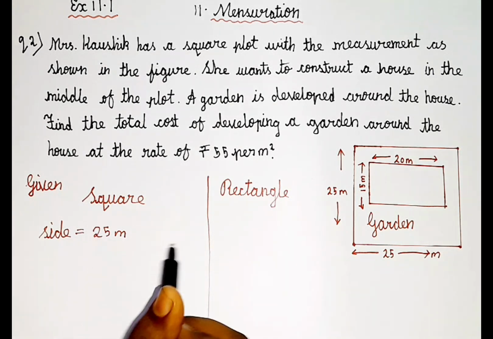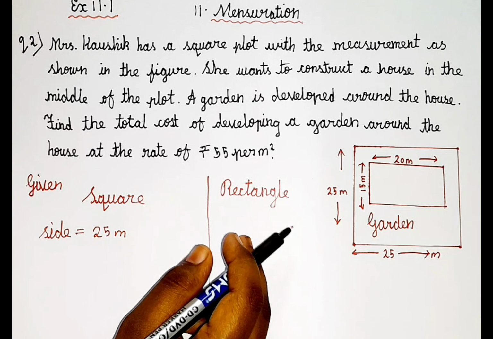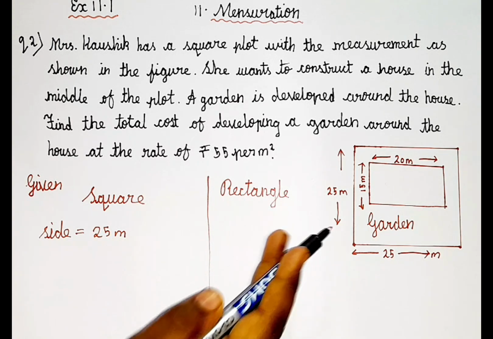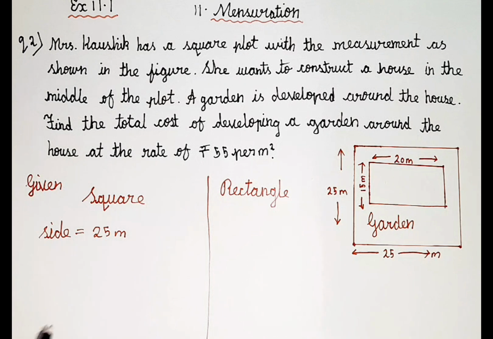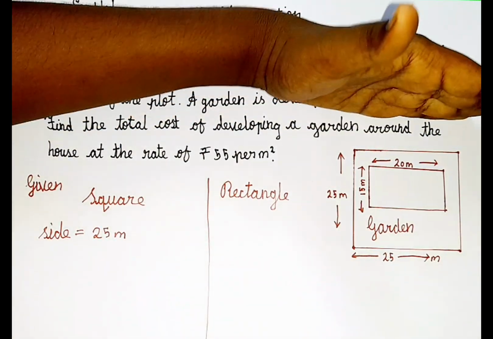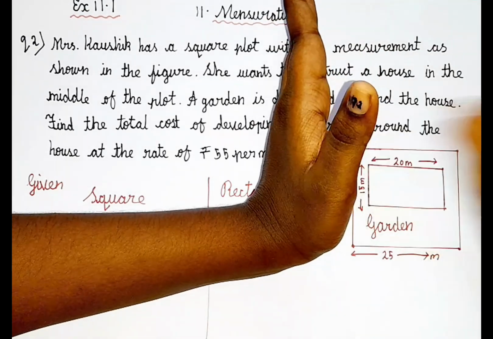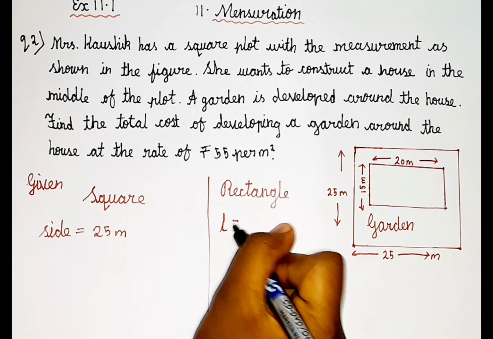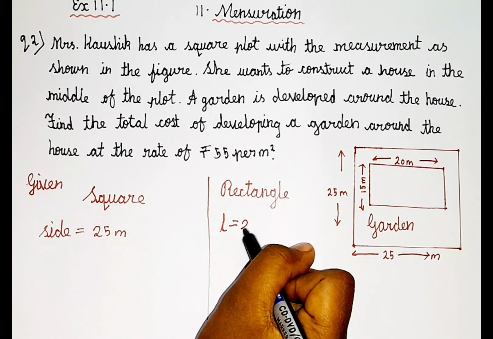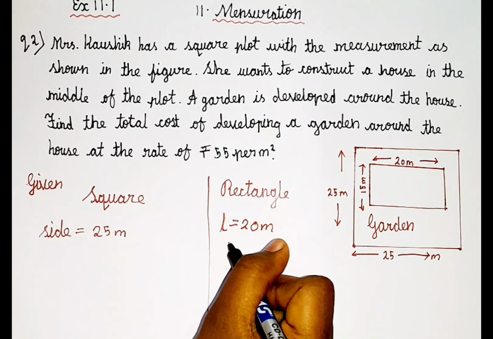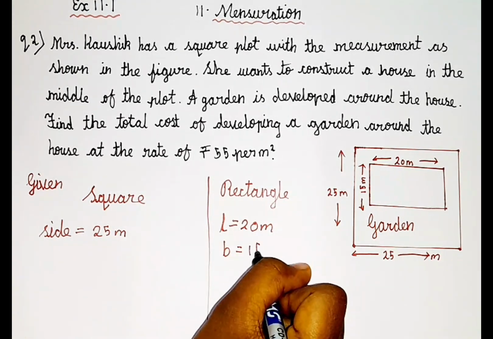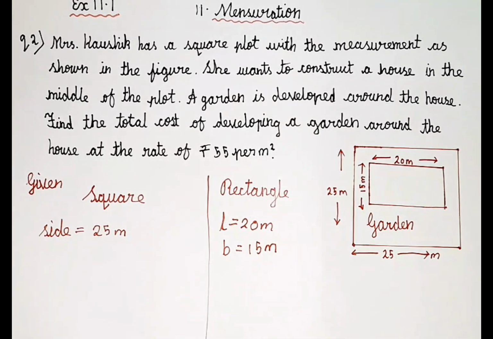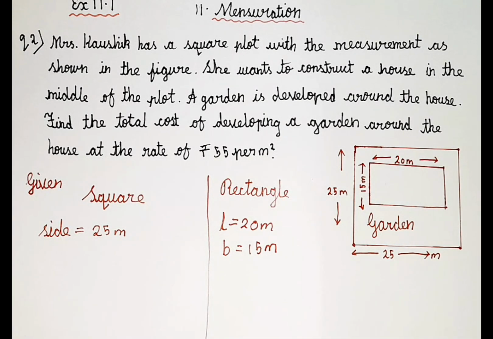Now we have a rectangle. In a rectangle we have length and breadth. What is the length? I already told you in the previous video, the measure in the straight format is called length, and the sideways one is called breadth. Here I am writing it in short. Length is equal to 20 meter and breadth is equal to 15 meter. Now we are going to solve using these.